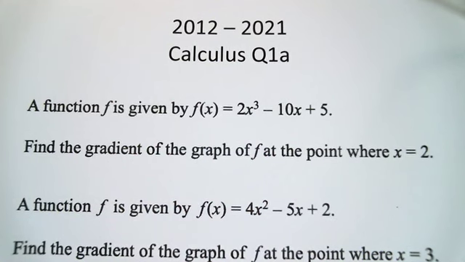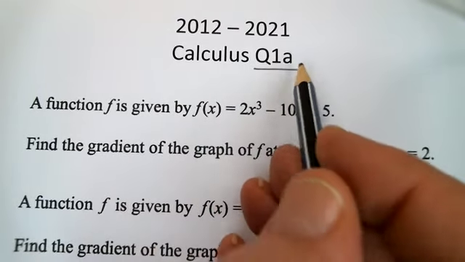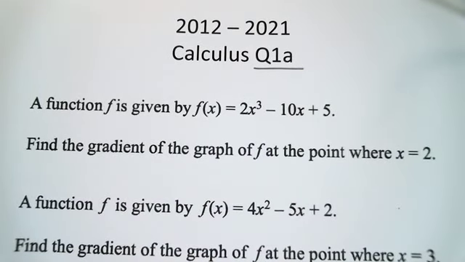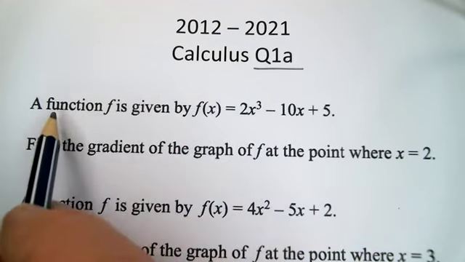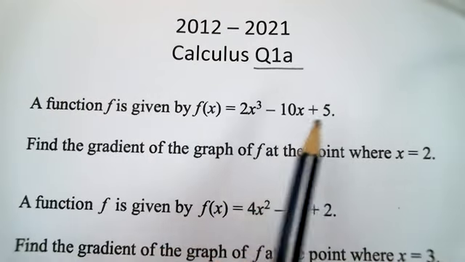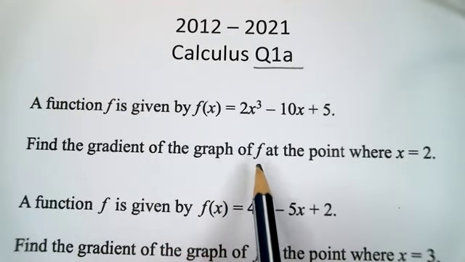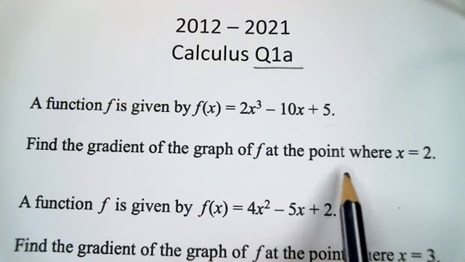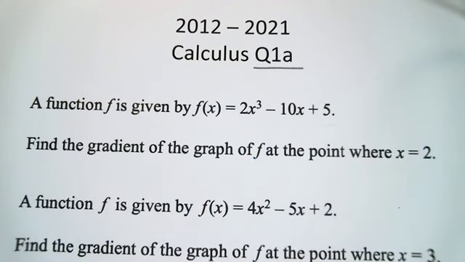All right, folks, what I've done here is I've taken all the calculus questions, number 1A, from every calculus exam I could find from 2012 to 2021. And in each case, it gives you a function of some sort, and it says, find the gradient of the graph of f at the point where x equals 2. That's exactly what I've just shown you in the last videos, but I'm going to talk you through this in detail, so there will be no doubt.